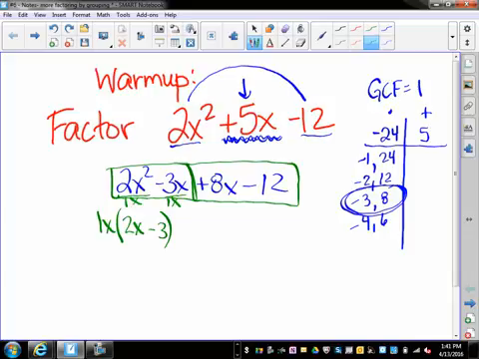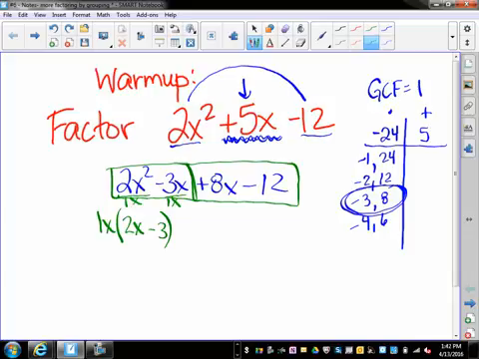Would it be more effective to do 2x and 8x and 3x and 12x? You know you can do it either way, and you'll end up with the same answer. Yeah. So Evan was saying, can we flip-flop these? Because then we can actually take out a larger GCF, right? That's what you're thinking.